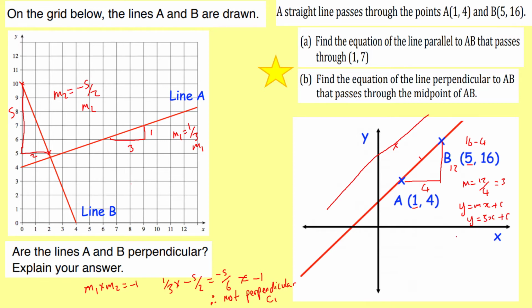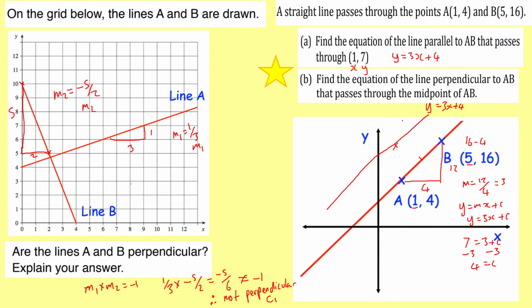And now we substitute the coordinate 1, 7 in. So 7 equals 3 times 1 is 3 plus C, minus 3, 4 equals C. So the equation of that line is going to be Y equals 3x plus 4. This is excellent work, guys, if you've done that. Now let's have a look at the next question.